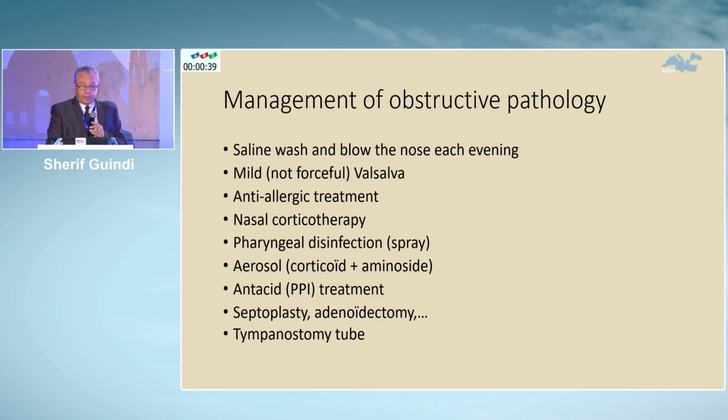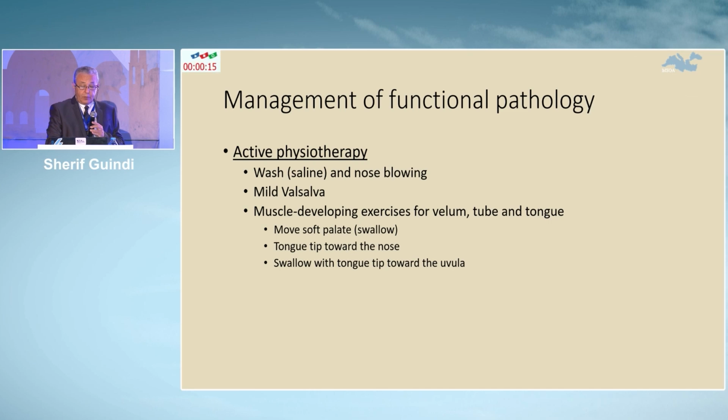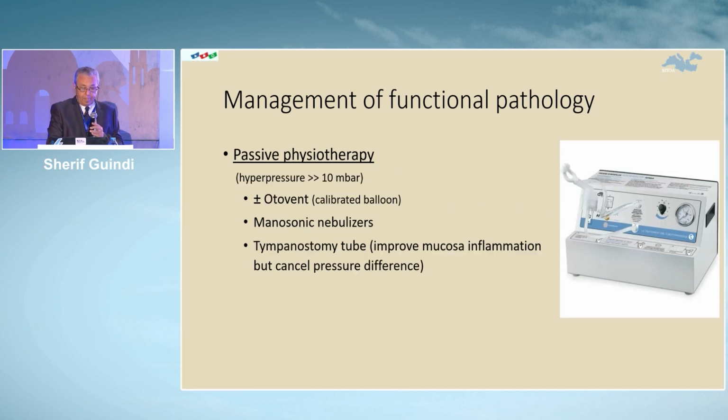So how do we manage rapidly the obstructive pathology? Saline wash, blowing of the nose each evening, a mild, not forceful Valsalva, anti-allergic, nasal corticotherapy, pharyngeal disinfection, corticosteroids and aminoglycoside spray, antacid, septoplasty, adenoidectomy, or the tympanostomy tube, of course, depending on the pathology I have. But for a functional pathology, we can resort to an active physiotherapy, which is almost the same as for the obstructive, but we can also use muscle development exercises for the soft palate, the tube, and the tongue.